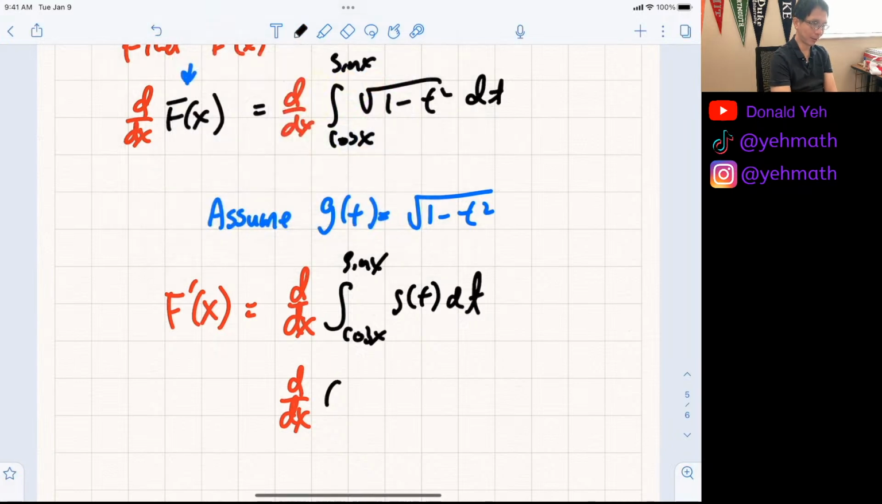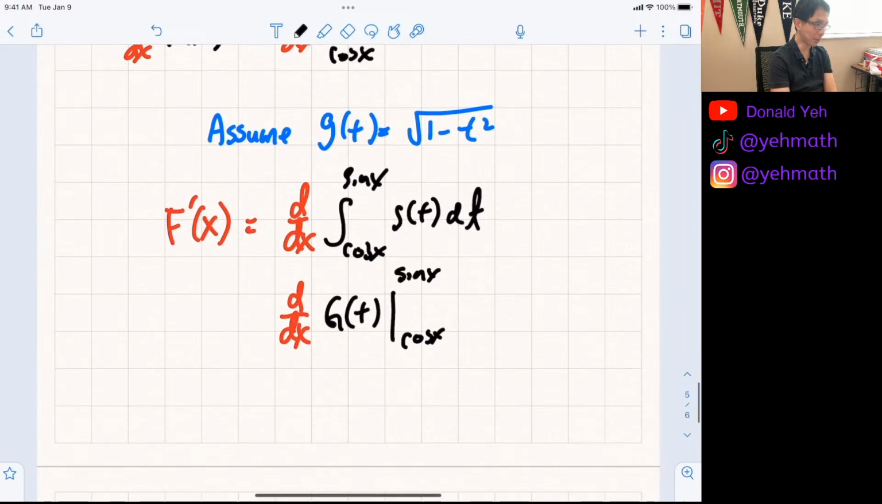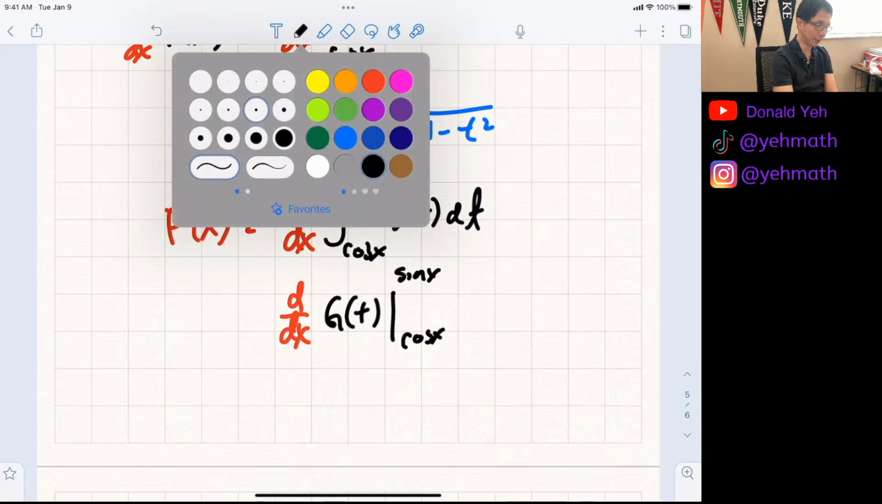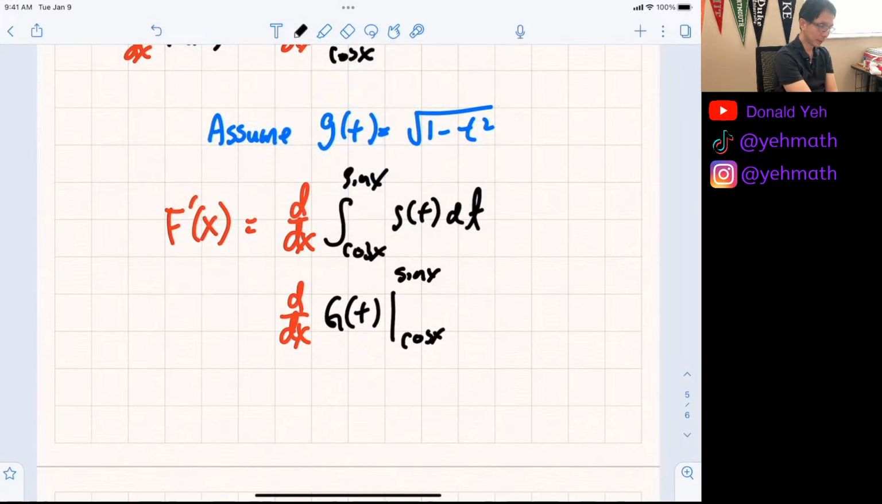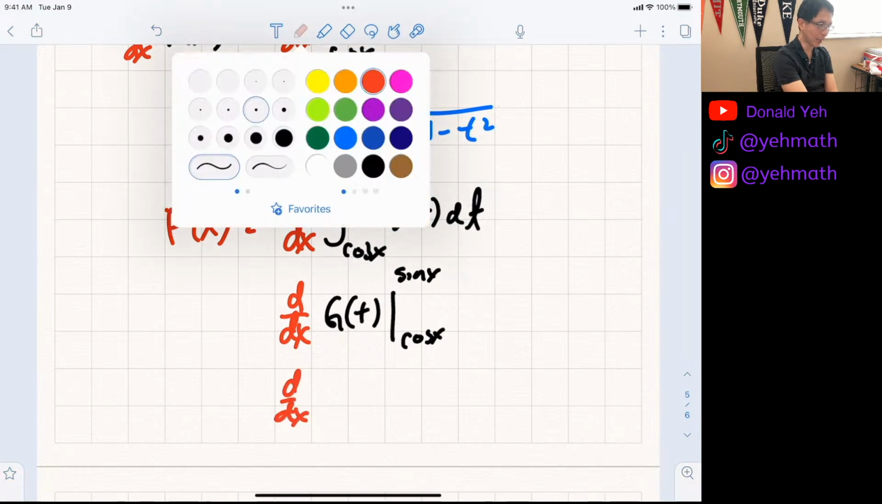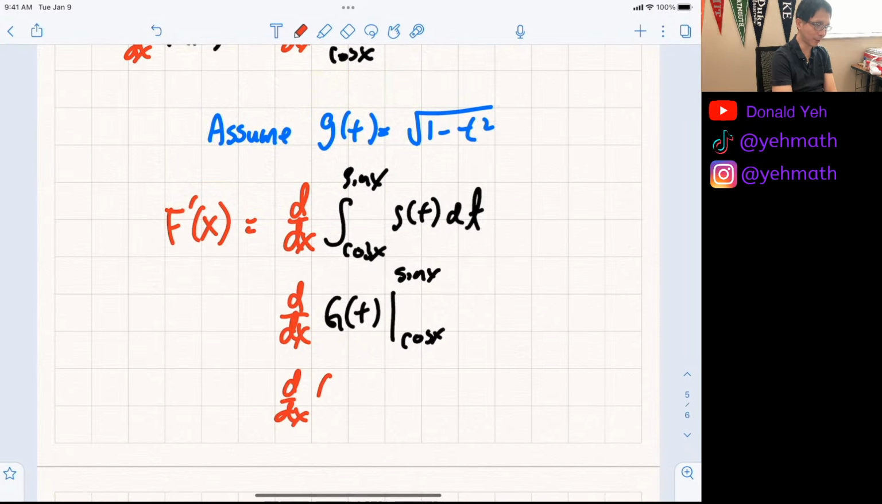And so it's not hard. g of t like this, between two boundaries. Well, we know it's sine of x and cosine of x, and we need to substitute that boundary, right? Are you lost? d/dx. So still, that's the second idea. So this is the fundamental theorem of calculus, which is big G of sine of x minus big G of cosine of x. So far, do you understand?